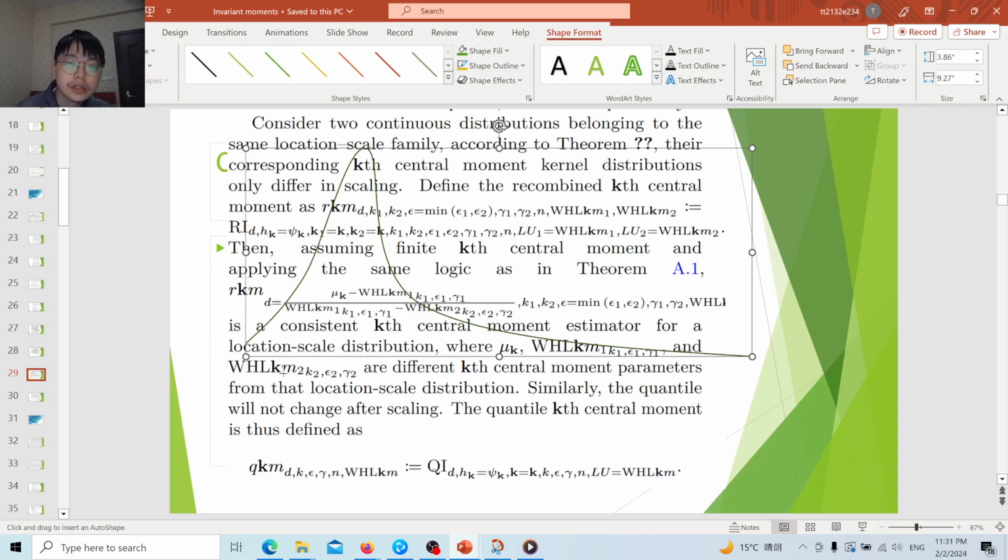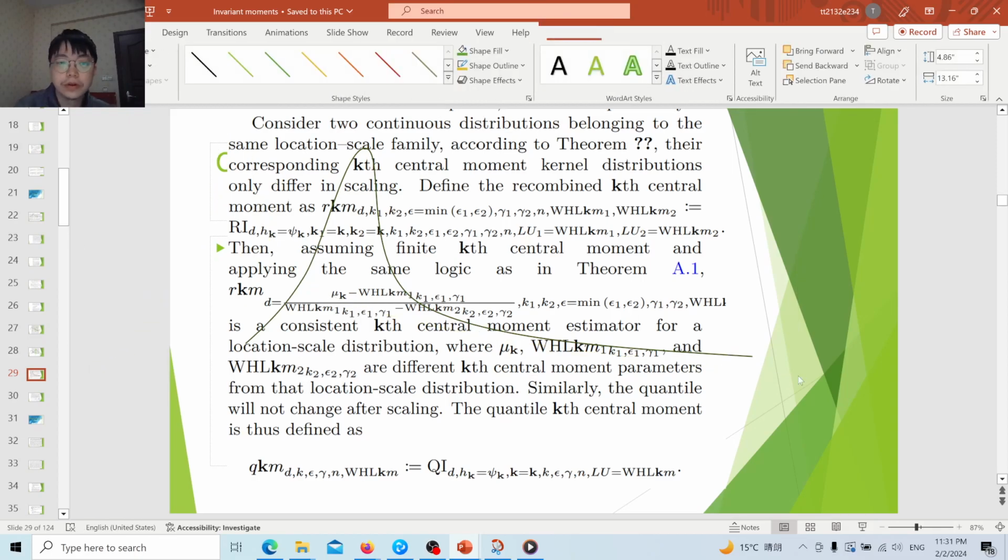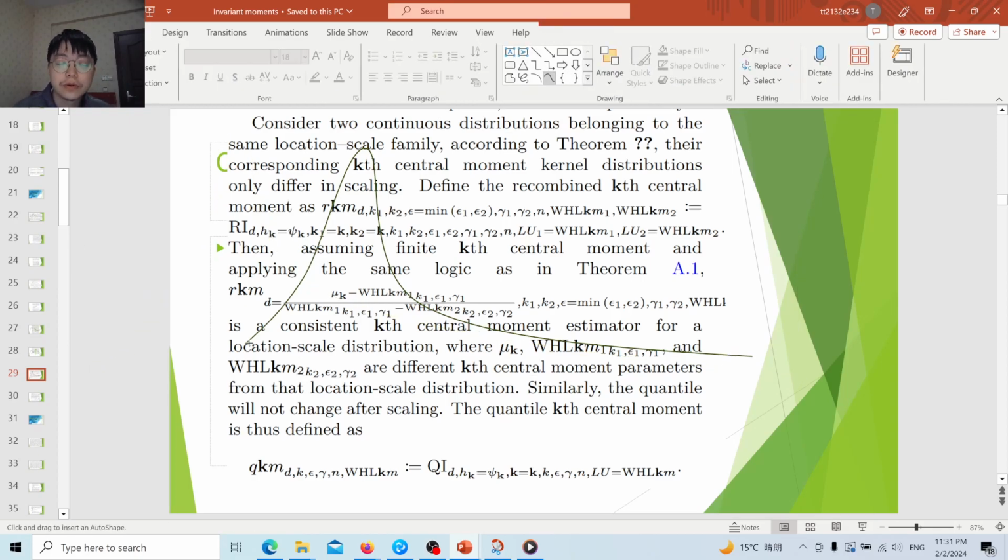The issue is that if we try to use the recombined mean to estimate this central moment kernel distribution, you will get a result, and of course this result is much better than the trimmed central moment or median central moment, or other popular non-parametric approaches. Of course, it is much better. However, the central moment kernel distribution has a very high kurtosis. There is a very heavy tail.